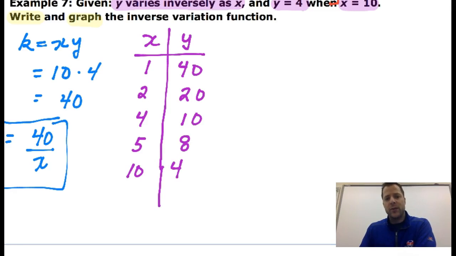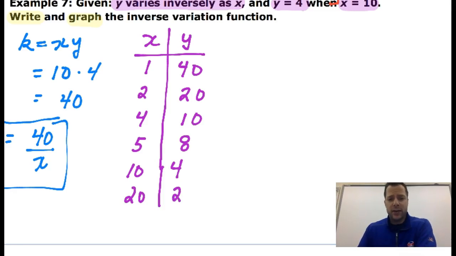And so notice those products, if you multiplied x times y, you get the k value. 1 times 40, 2 times 20, 4 times 10. Essentially, you're plugging each of those x values into that equation and simplifying. 40 divided by 1, 40. 40 divided by 2, 20. 40 divided by 4, you can go up to 20 here, and 40 divided by 20 is 2.